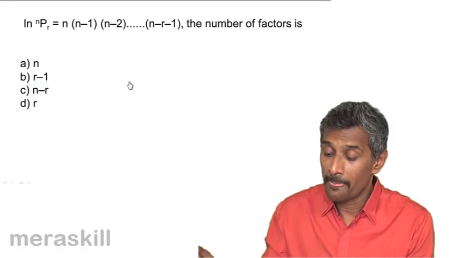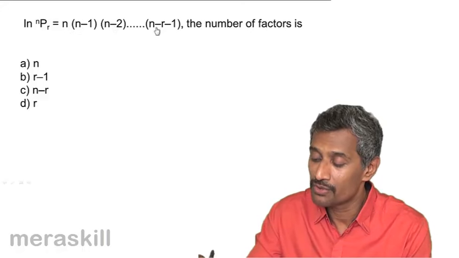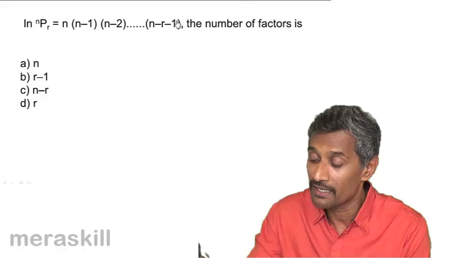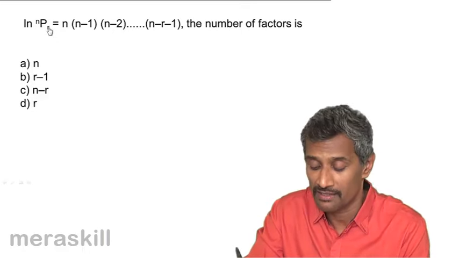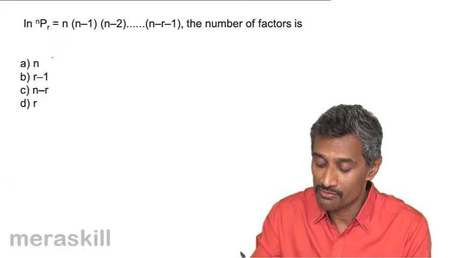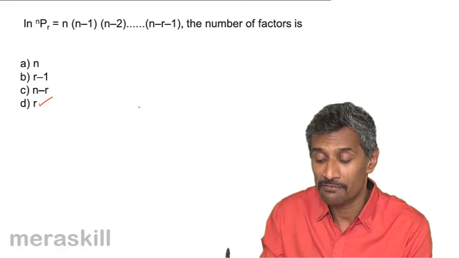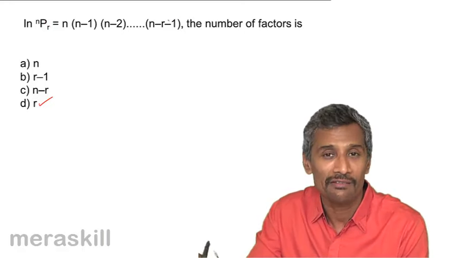Okay, then you have nPr, n into (n minus 1) into (n minus 2) up to (n minus r plus 1). How many factors do we have? The number of factors will be the number of terms that you're selecting. So the number of factors is always going to be r. There will be r factors because you're picking up r out of n.